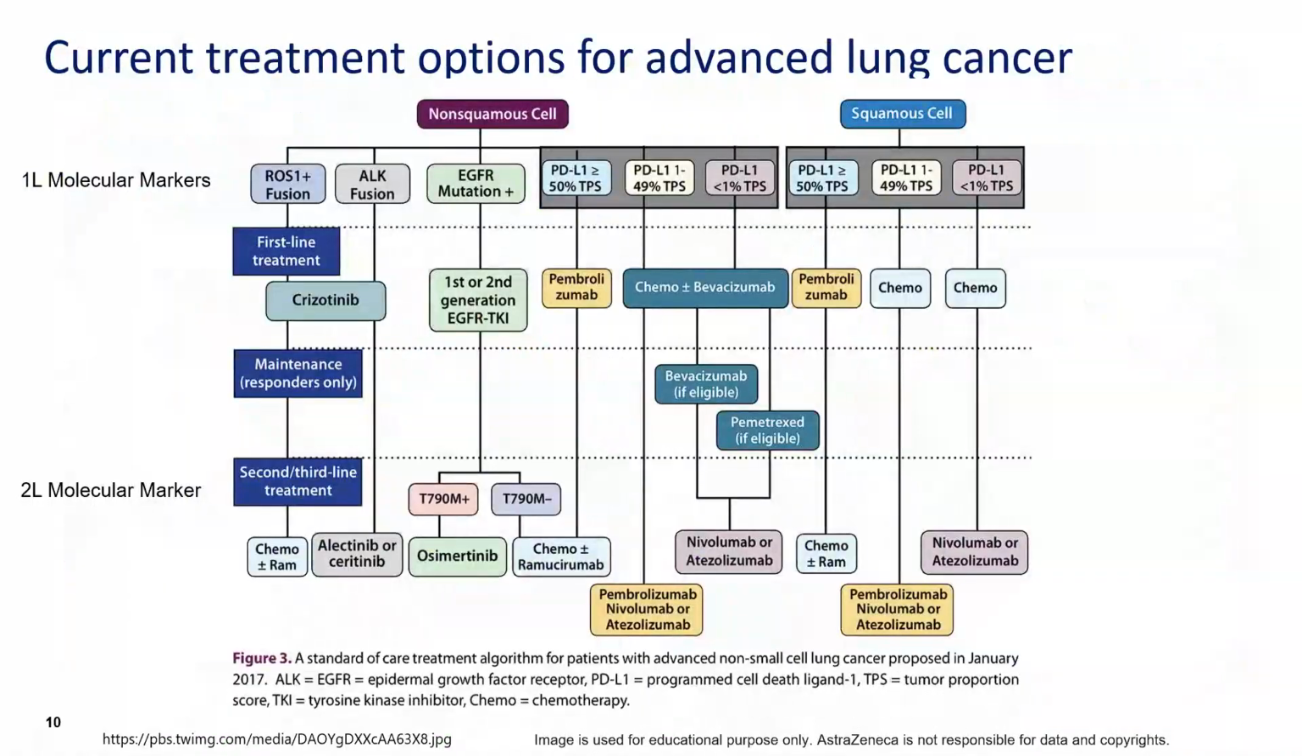So what are the current options available for advanced lung cancer? For ROS, we know we use crizotinib first line. For ALK fusion, no need to say, alectinib, lorlatinib and ceritinib. These are the options we have. EGFR mutations, one second.